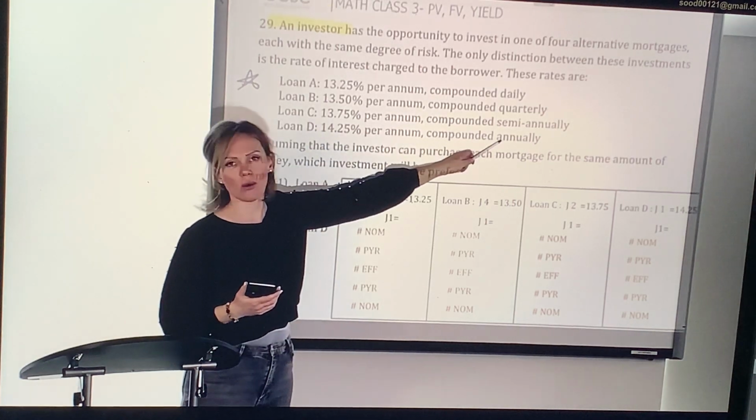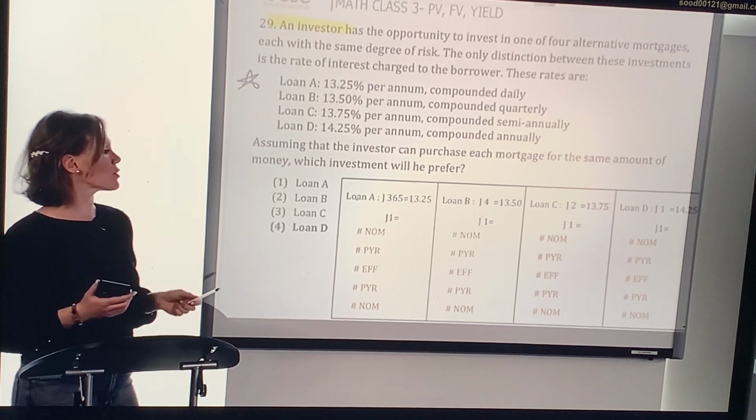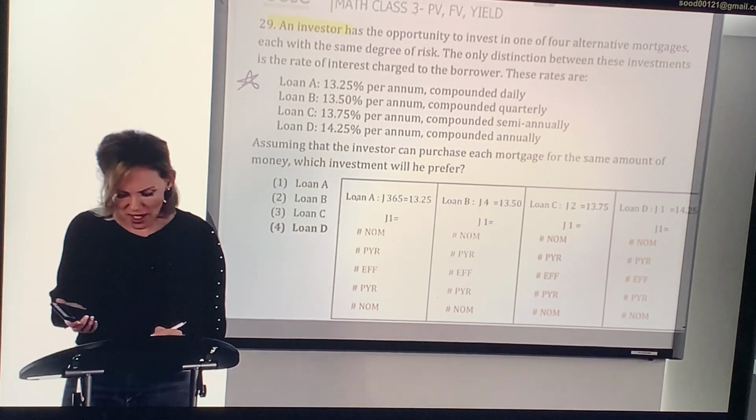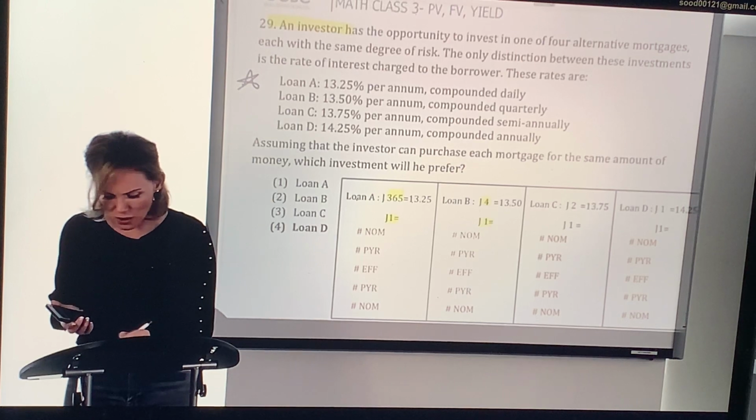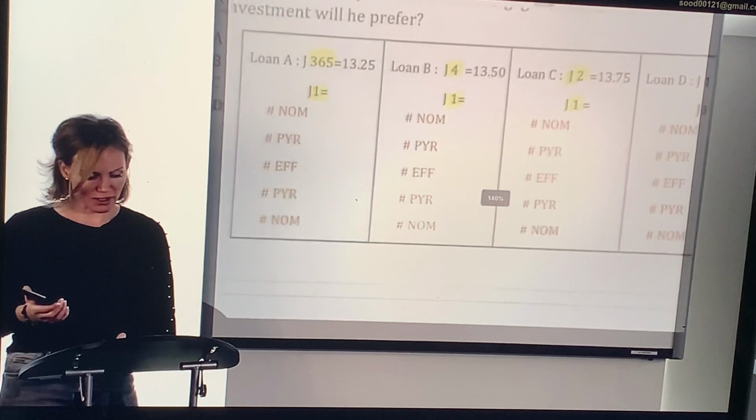Convert them all to J1, all of them, except the last one's already in J1. But if you convert them all to J1, that's it. That's the easy part for you, okay? So I'm going to take one option at a time. I'll take each of them, and I'll convert them to J1. That's all I'm going to do right now, okay? And this way we'll know exactly how to compare them. So I'll just expand it a little bit so you can see it better.